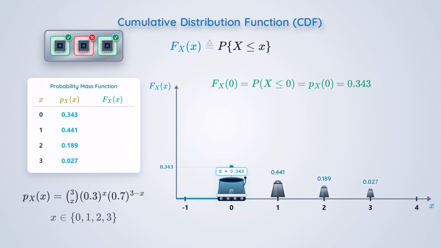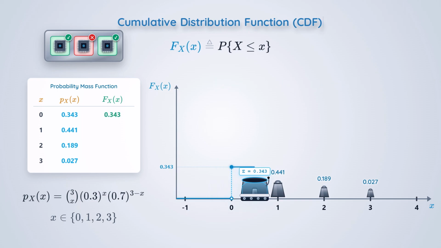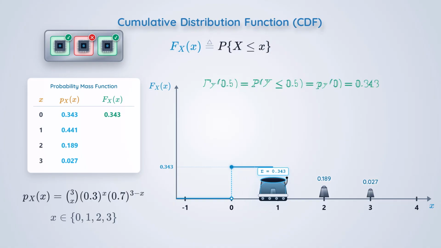0.343. Push on to 0.5. Nothing new to collect, so f does not move. Still nothing at 0.9. Flat. Cross 1, and it jumps again. The cart now carries the first 2 masses together.